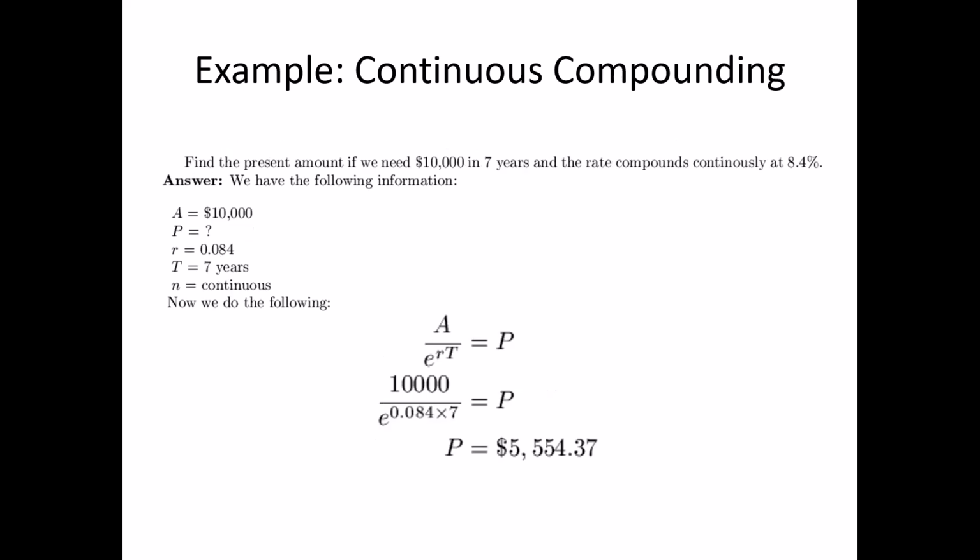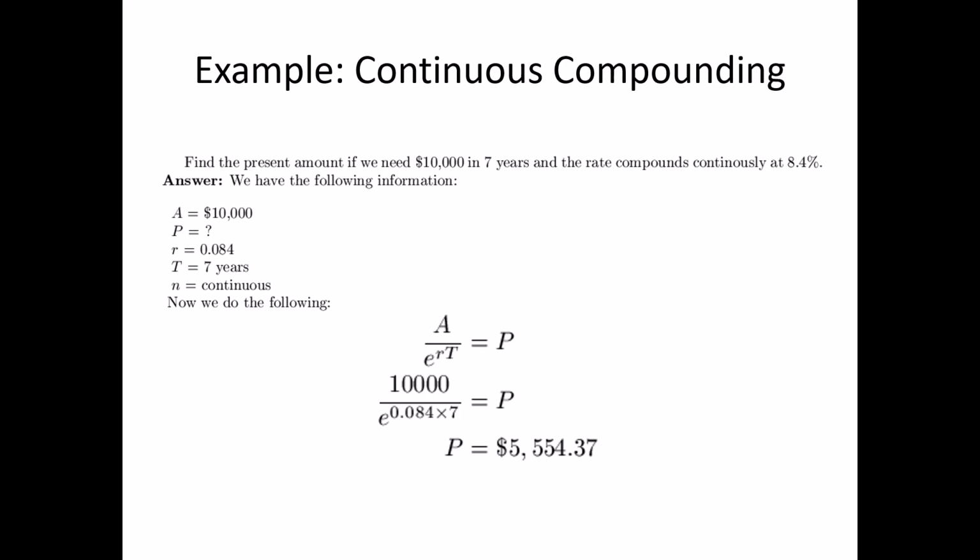Find the present amount if we need $10,000 in 7 years and the rate compounds continuously at 8.4%. All right, so now we're doing a present value calculation. Here we know the future value is 10,000, but the present value is unknown. So this question here says find the present amount, but sometimes they may be worded as what's the amount I would have to deposit today.